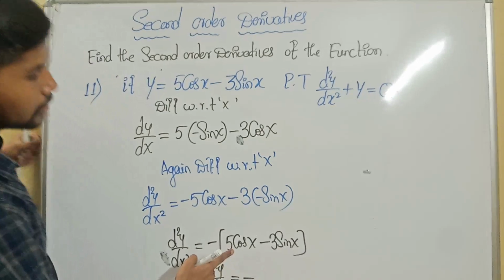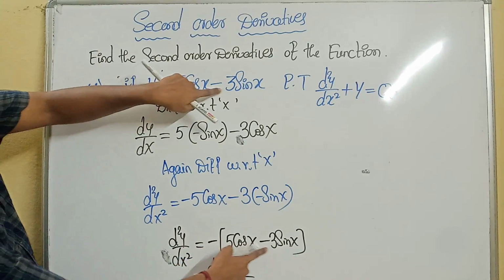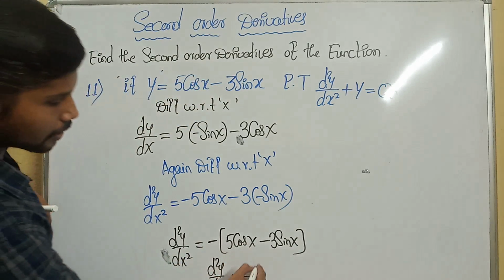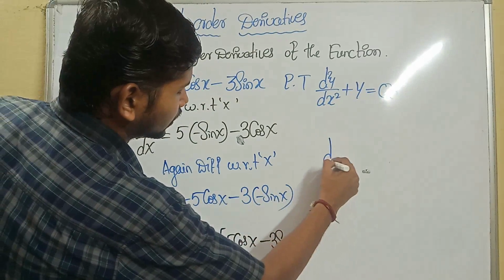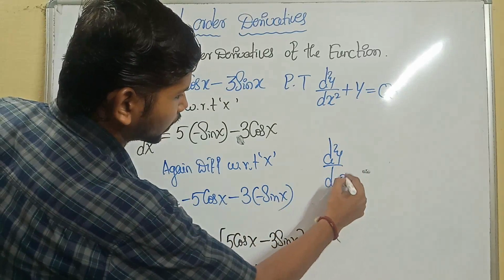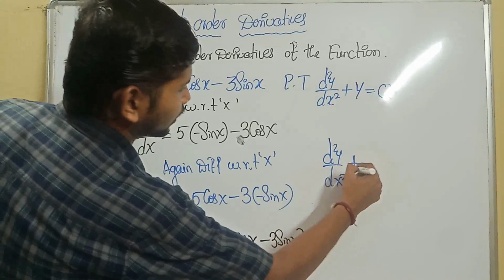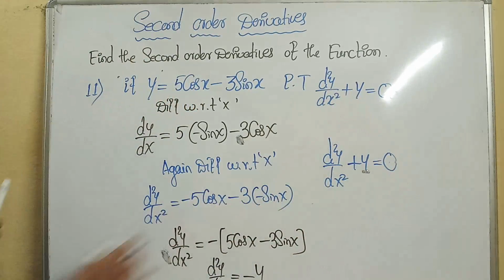Then d square y by dx square on the left part as it is. This is minus. 5 cos x minus 3 sin x is nothing but y, so I'd like to write minus y. Now d square y by dx square is equal to negative y, so d square y by dx square plus y is equal to 0. We got the required result.